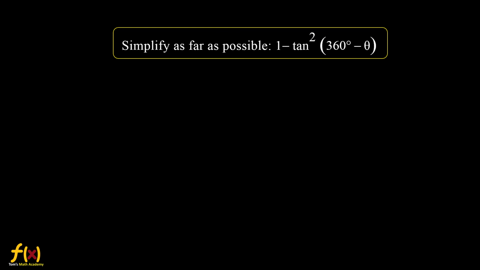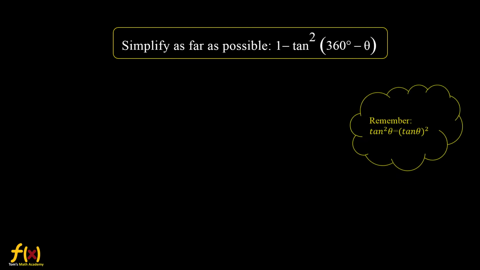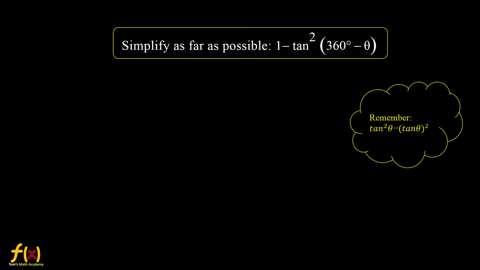Moving on to another question. These are all from the grade 11 syllabus. Remember that. Simplify as far as possible: 1 minus tan square of (360 minus theta). So we must know the difference: tan square theta and tan theta, the whole square, is the same thing. So here we have tan square of 360 minus theta.